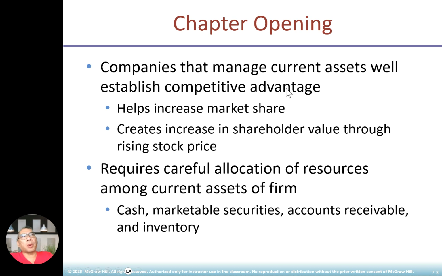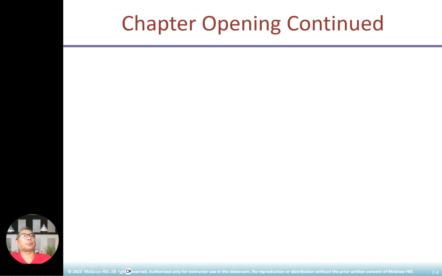Companies that manage current assets well establish a competitive advantage, that's for sure. It helps increase market share, which happened at Toyota, and creates increased shareholder value through rising stock prices. That's what happened in the past, such as Toyota's price going through the roof. It requires a careful allocation of resources among the firm's current assets, such as cash, marketable securities, accounts receivable, and inventory. If you have excess cash, you want to make sure that cash, as well as accounts receivable and inventory, are utilized at the maximum level in terms of profitability.